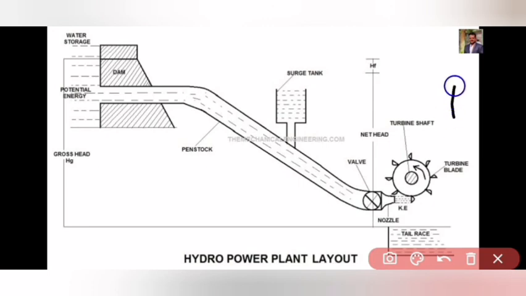Then the alternator produces the electricity, which goes to the transmission line. Then the transmission line distributes the electric power.